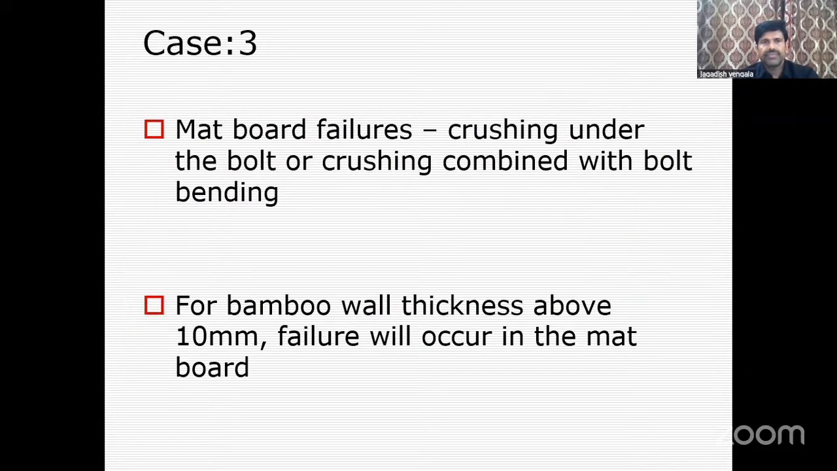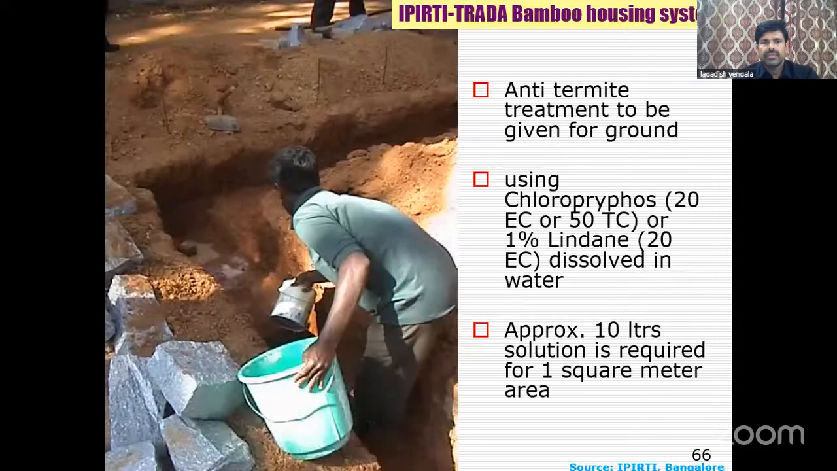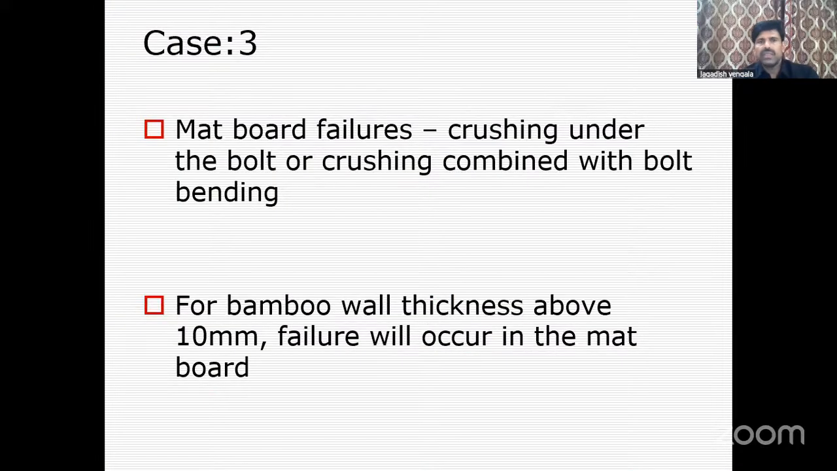You can see how the failures also happened. Case 3, how they failed, mat board failures. So these are the typical case studies on the joinery, with the mat board thickness and the bolt diameter.